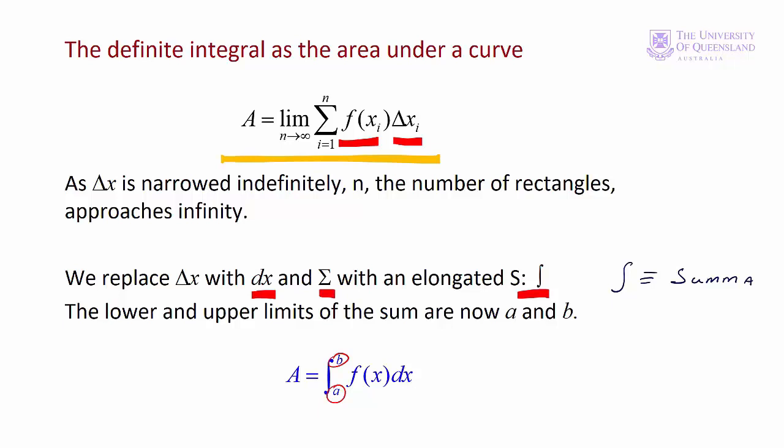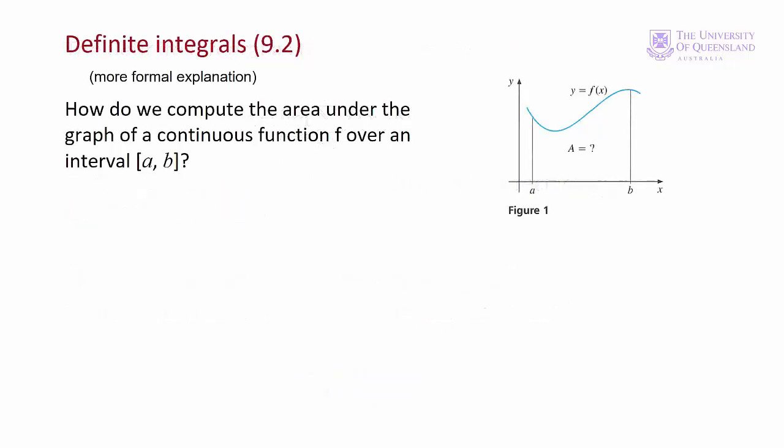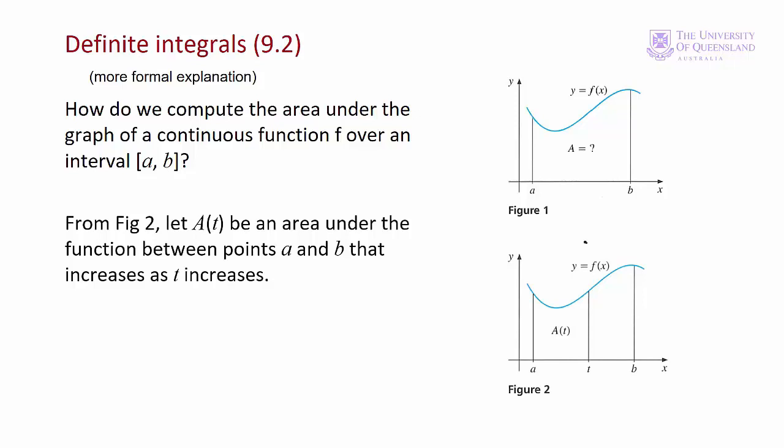We've defined the definite integral, but we haven't made a link between the integral and the derivative. Let's see how we do that in a slightly more formal way. Once again, we want to find the area under the graph of a function f of x. This time we begin by thinking about part of the area between a and b, area A(t). t increases from a to b, and the area A(t) is a function of t. A(t) increases as t increases.